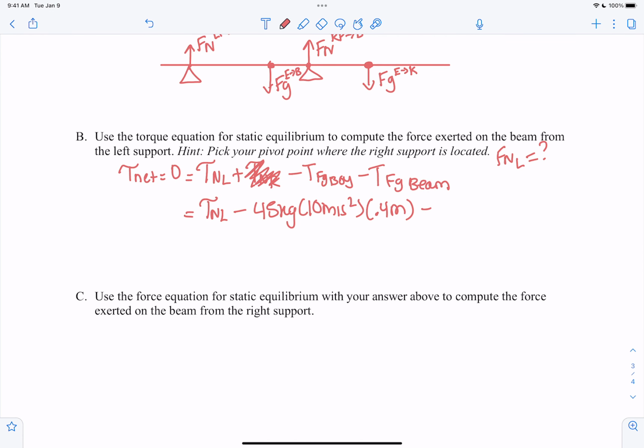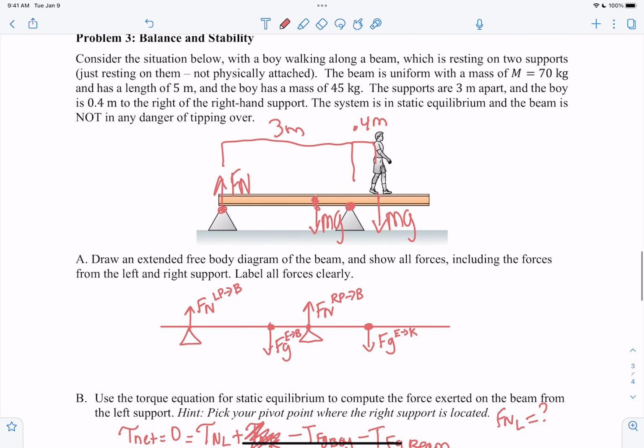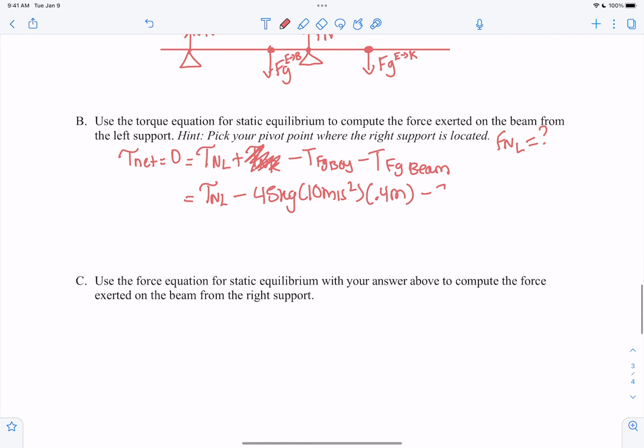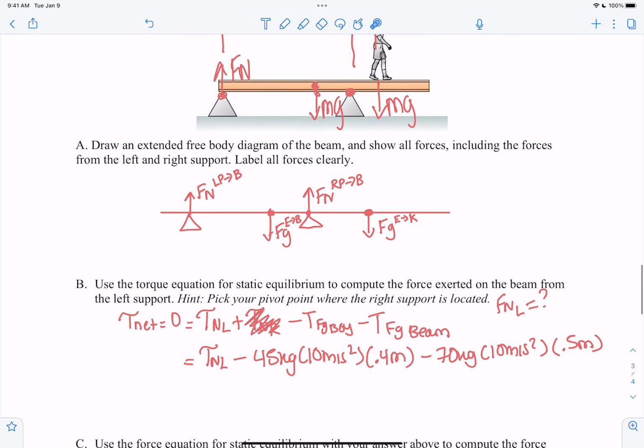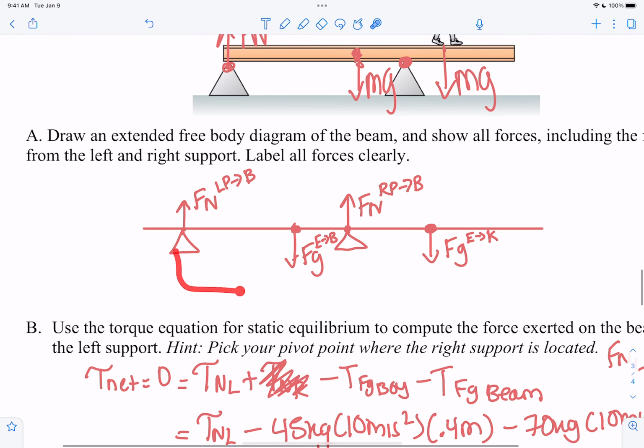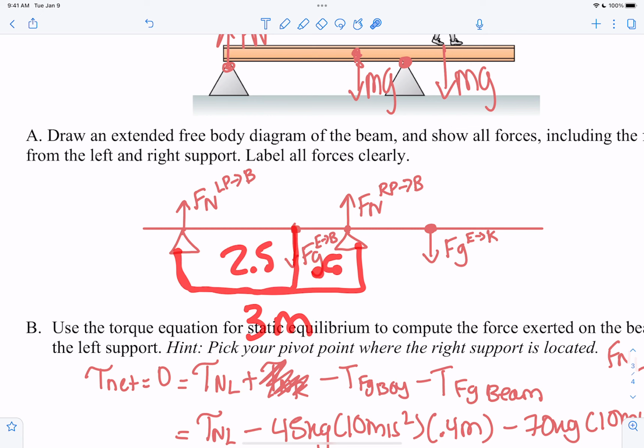So I can say then that the mass of the beam, that was 70 kilograms, times 10 meters per second squared times 0.5 meters away. And that'll give me the torque for the beam. So if from here to here it's 3, from here to there it's 2.5, then it only makes sense for this area right here between the right support and the center mass to be 0.5.